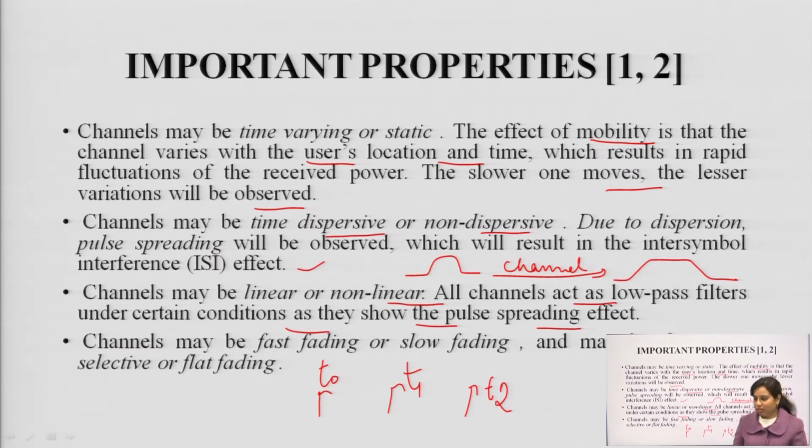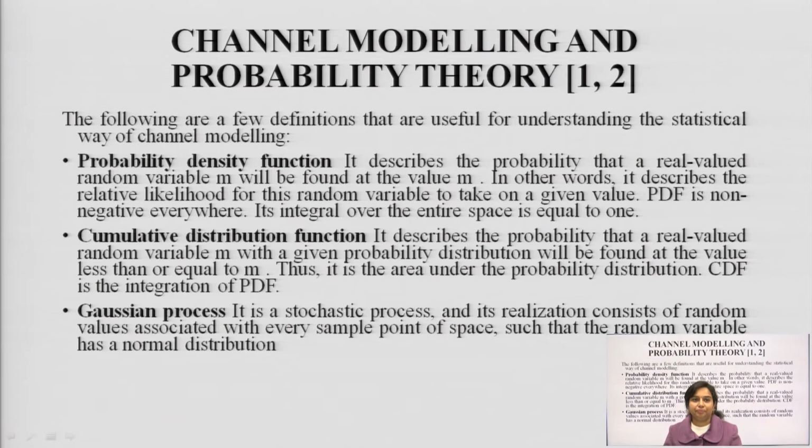Now, channels may be fast or slow fading and may be frequency selective or flat fading. Fast and slow fading depends on the speed at which the receiver is moving. If it is moving at a very fast speed, that is known as fast fading. If it is moving at a very slow speed, then that is known as slow fading. It can be frequency selective fading or flat fading. So, 4 types of fading are there, and they come under small scale fading.